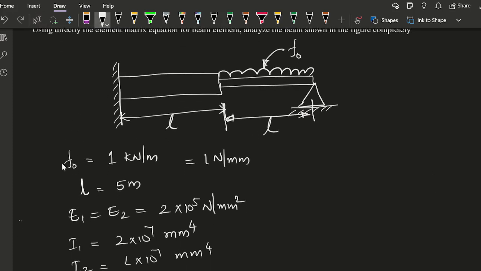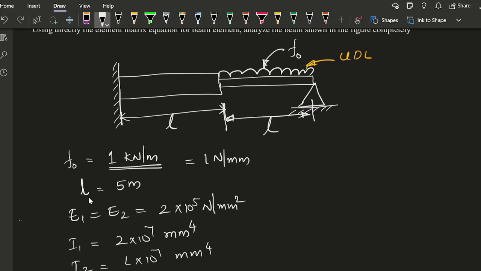They have given F0 here, it's nothing but the UDL load. If you see the figure, it is a UDL load, uniform distributed load, and it is 1 kilonewton per meter. UDL is 1 kilonewton per meter and it is equivalent to 1 Newton per mm as well. So kilonewton per meter is equivalent to Newton per mm.